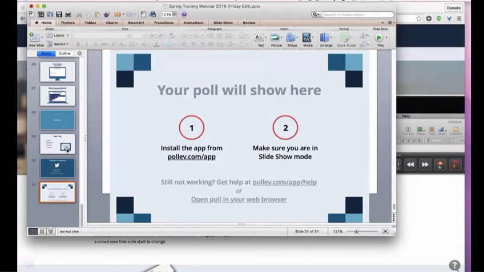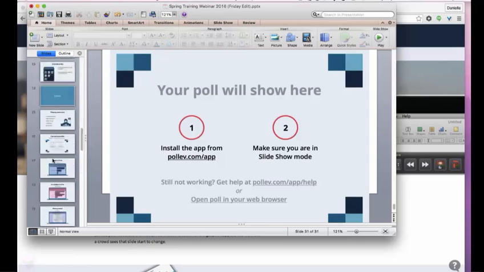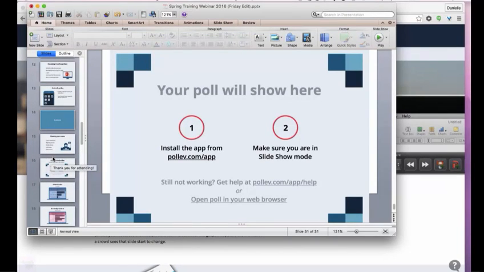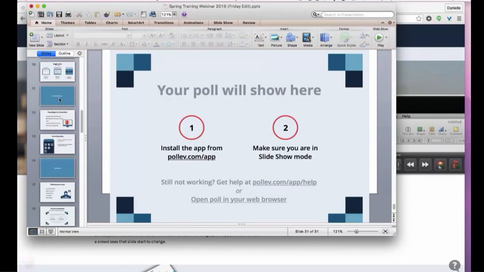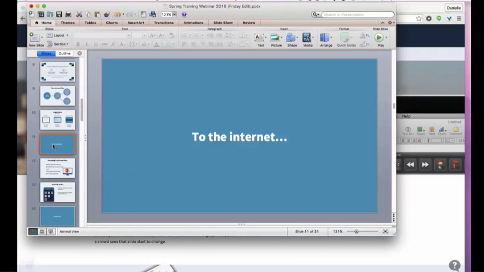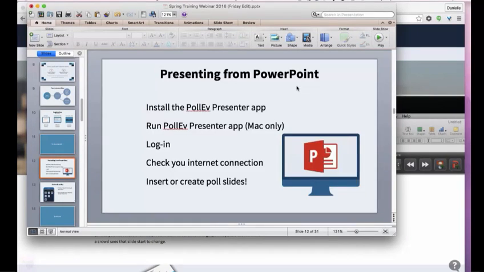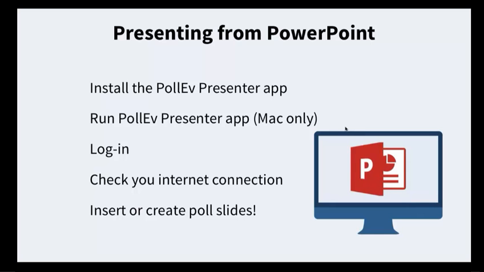And again, these are the basic things that you need to present from PowerPoint. So you'll want to install the PollEv Presenter app at polleverywhere.com/app. On a Mac, you'll want to make sure that it's running in the dock at the bottom of the screen. On Windows, you'll see it living in the ribbon at the top. You want to make sure you're logged in and check your internet connection. Then you get to insert and create poll slides. That's the fun part. If you do have any technical questions or problems in this process, you can always contact our customer support team, and I'll cover where and when to contact them a little bit later on.